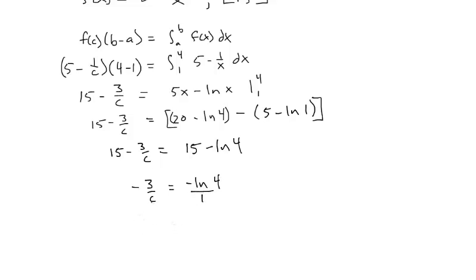And then I cross multiply, so negative ln of 4 times c is equal to negative 3. And now when I divide, I get c is equal to 3 divided by the ln of 4. The two negatives cancel each other. So the c value that gives us the average function is 3 divided by the ln of 4.